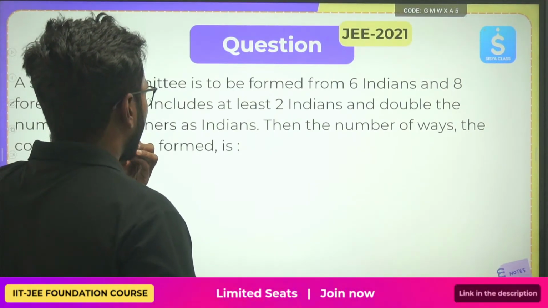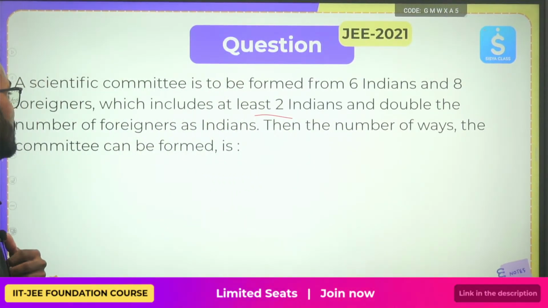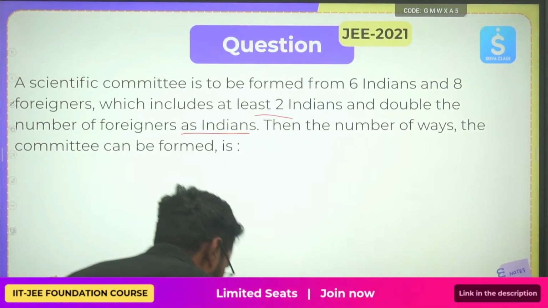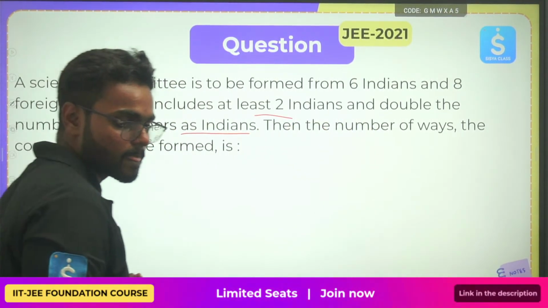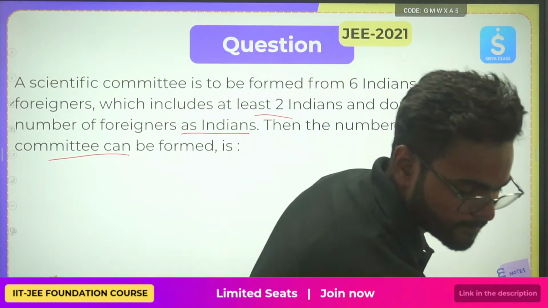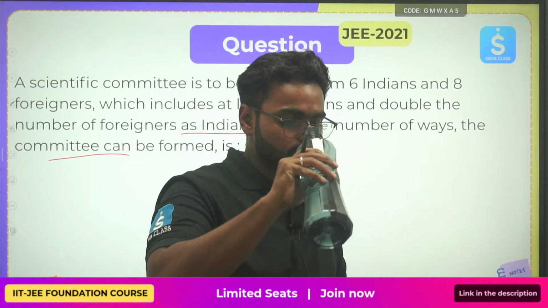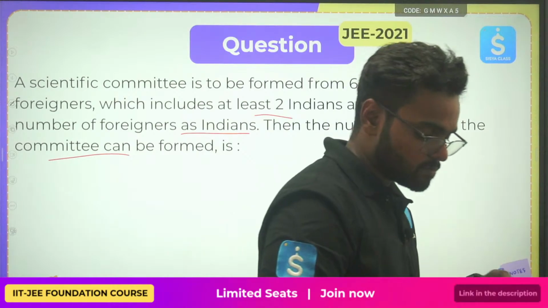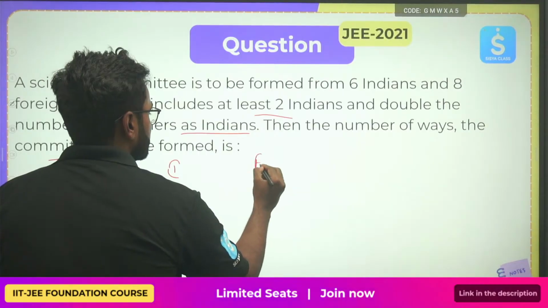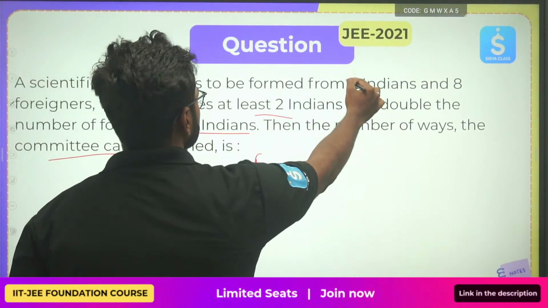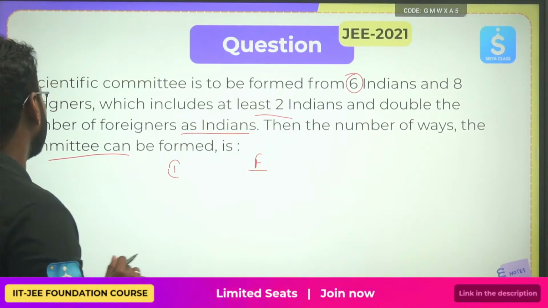Let's solve the next sum. A scientific committee is to be formed from 6 Indians and 8 foreigners, which includes at least 2 Indians and double that number of foreigners as Indians. Double the foreigners as Indians. The number of ways the committee can be formed. Okay, just a second. 6 Indians and 8 foreigners are there, which includes at least 2 Indians and double that number of foreigners.